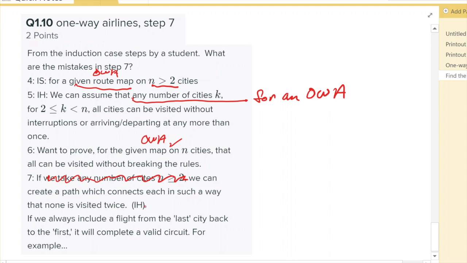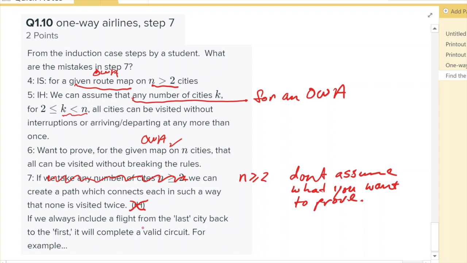Now wait a minute. This is what we're trying to prove. This is not the induction hypothesis. And we're trying to prove it for a specific example with n greater than or equal to 2 cities. The induction hypothesis only lets us assume it for k's up to but not including n, because otherwise we're assuming what we want to prove. So don't assume what you want to prove.